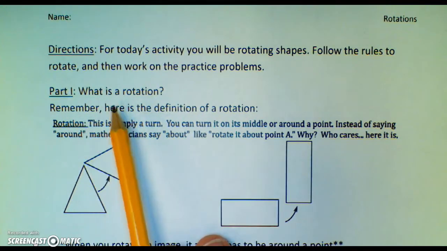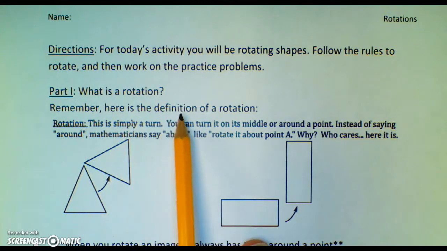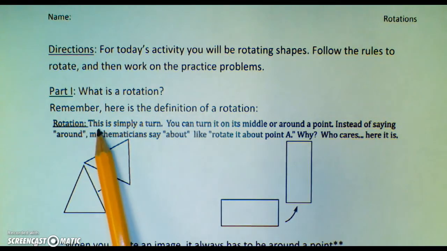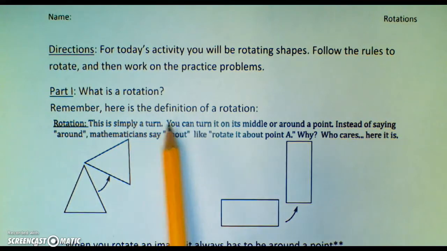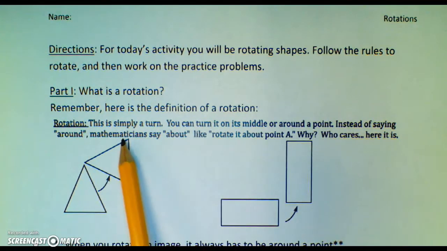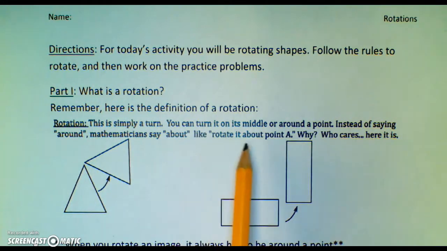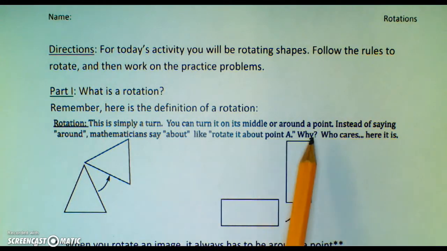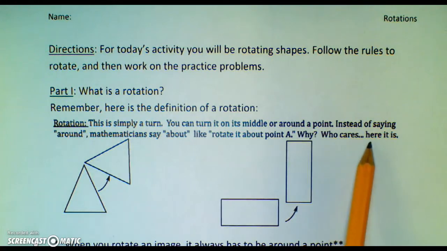What is a rotation? Remember, here's the definition of rotation. A rotation is simply a turn. You can turn it on its middle or around a point. Instead of saying around, mathematicians say about, like rotated about point A. Why? Well, who cares, but here it is.